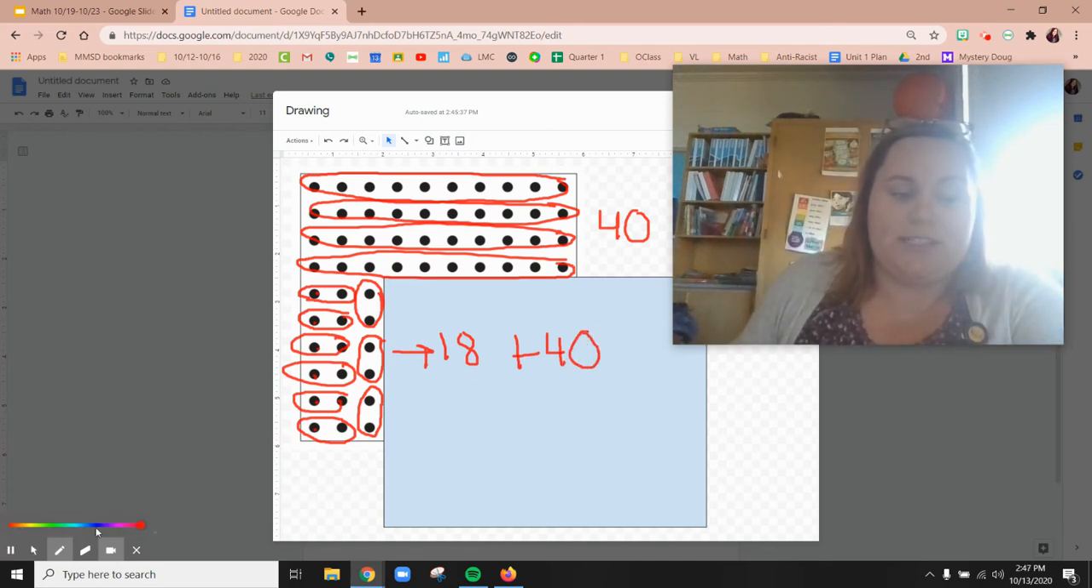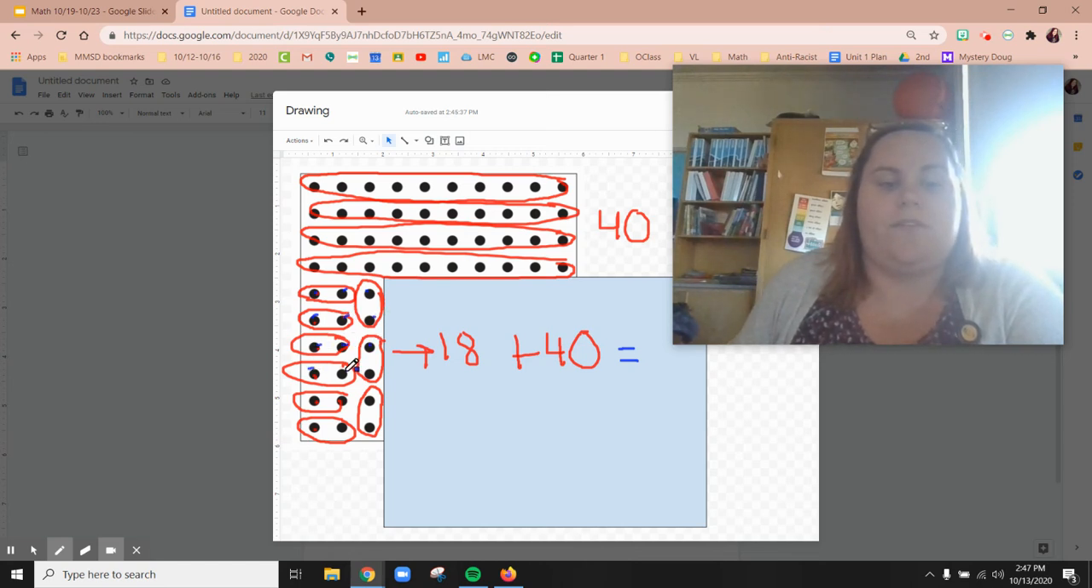That might be hard for some people, right? So what we can also do is count on. If I have 40, so we're trying to figure out what our total is, but it's too big for me. So I go 40, 41, 42, 43, 44, 45, 46, 47, 48, 49, 50, 51, 52, 53, 54, 55, 56, 57, 58. And my answer is 58. So that's one way to do it.